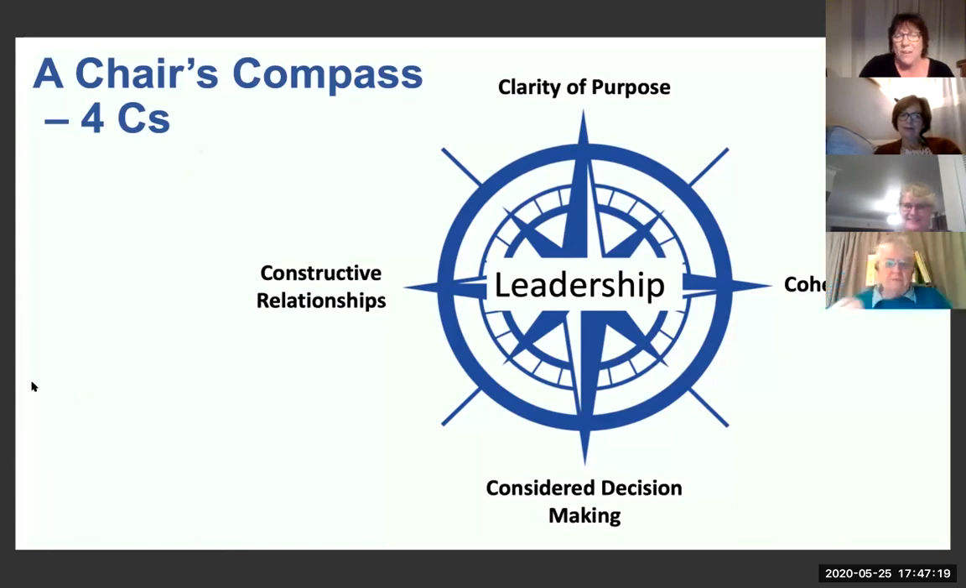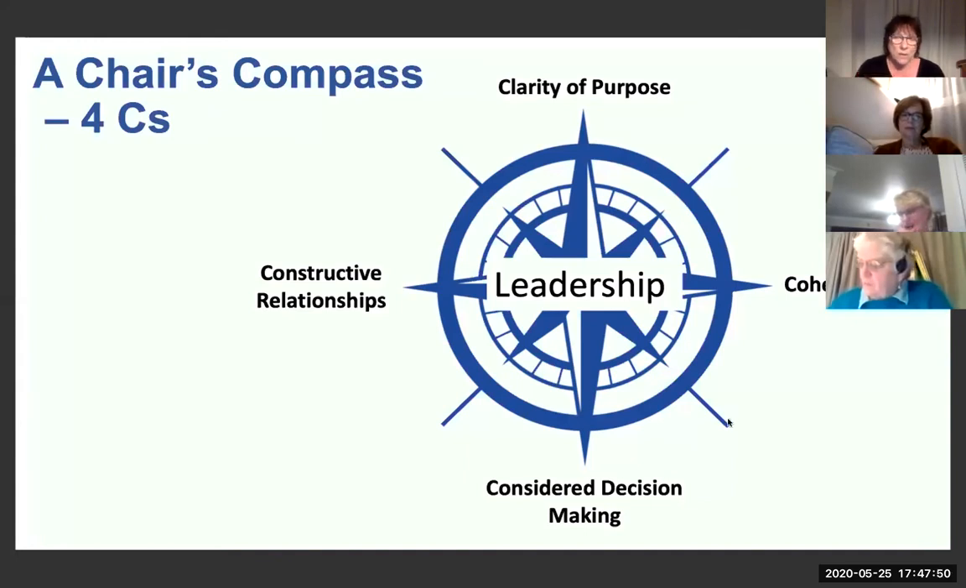Okay. So we have this model that we really like called the Chair's 4Cs Compass. What it does is it splits the chair's role into four, and gives four focuses for chairpersons to think about when you're designing, well, what is my role and what is my responsibility? And it is clarity, to provide clarity of purpose to the board. It's to build a cohesive board, to develop constructive relationships both inside the organisation and outside the organisation, and also to make sure that there's considered decision making.